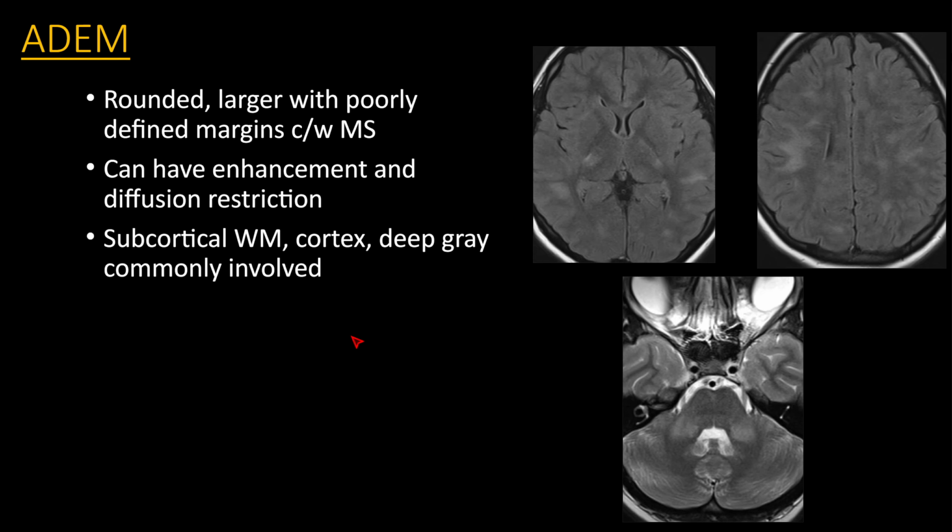So as I already alluded to, on imaging ADEM tends to have these rounded, larger lesions with poorly defined margins compared to MS. They can have diffusion restriction and enhancement, and they can involve more or less any part of the brain. The subcortical white matter, the cortex, deep gray, they're all commonly involved.